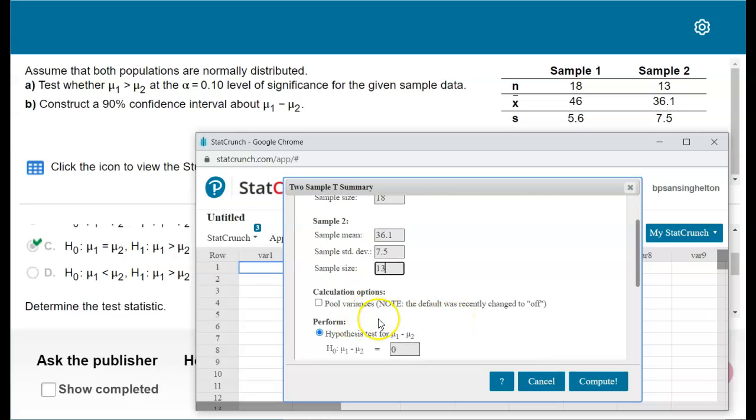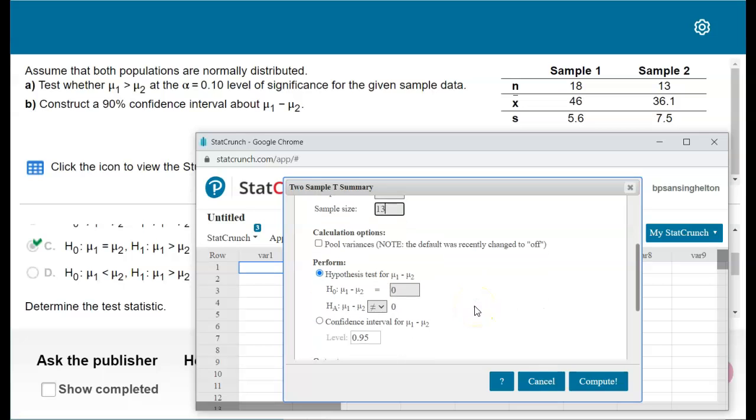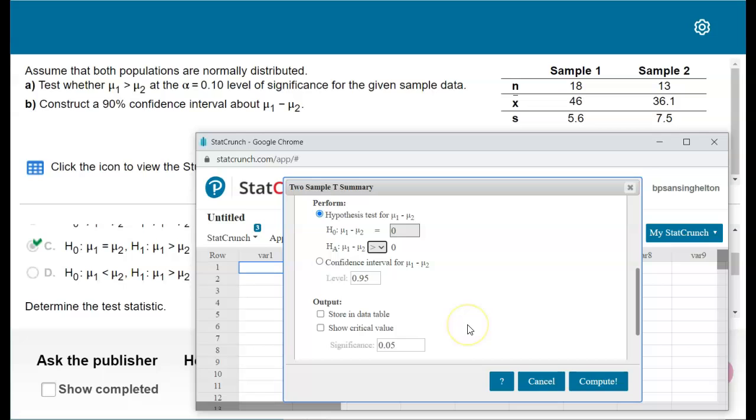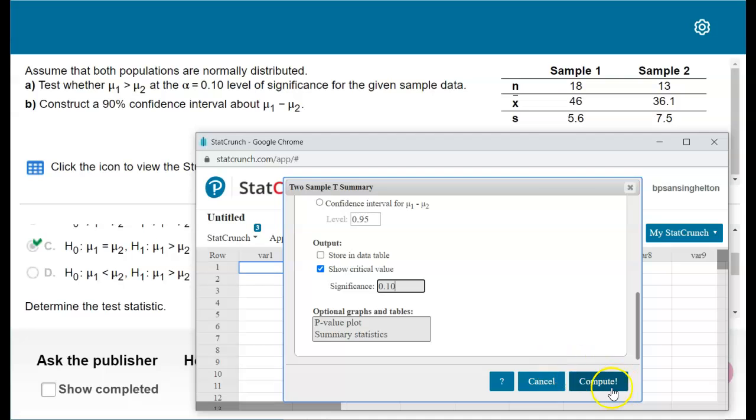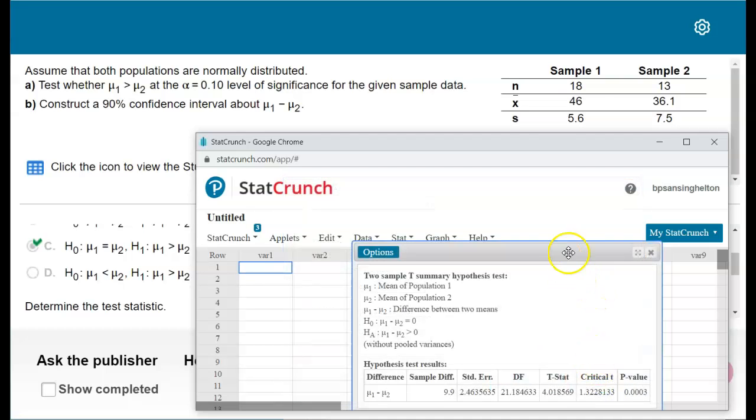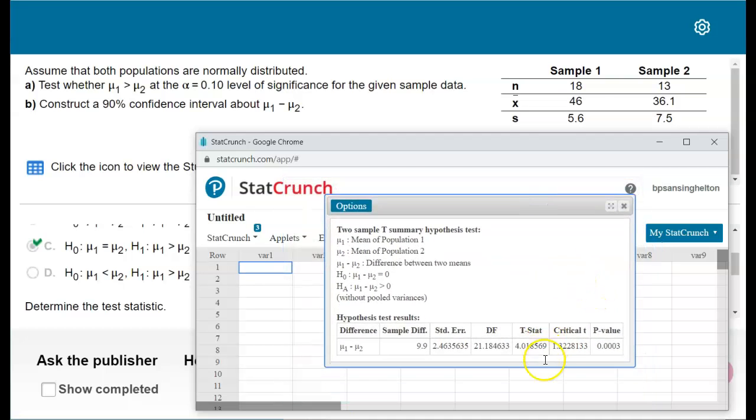Okay, so we make sure this pool variances is unchecked, which it is, and then we match what we were given in the problem. We're doing a right-tailed test. So we're also asked for the critical value here, and so we're going to go ahead and ask it to display the critical value in our summary. So when we hit compute, we're given our test statistic, that's our t-stat, and we're also given our critical value here.